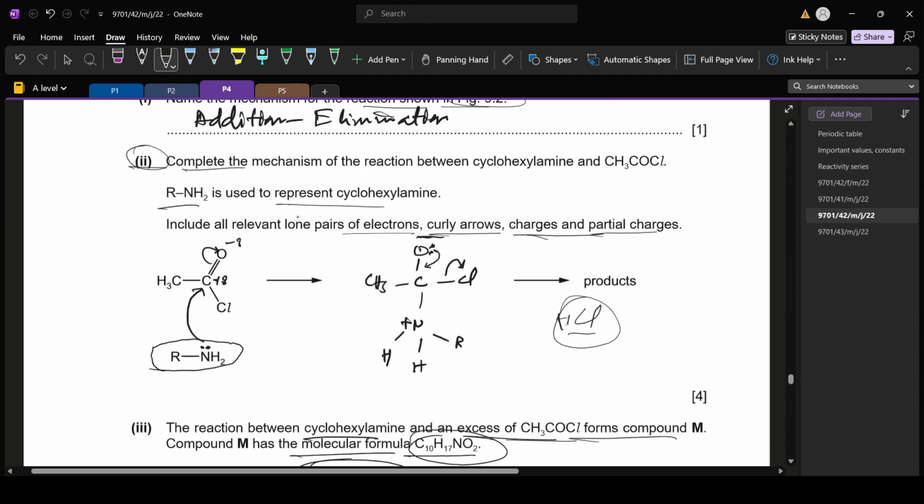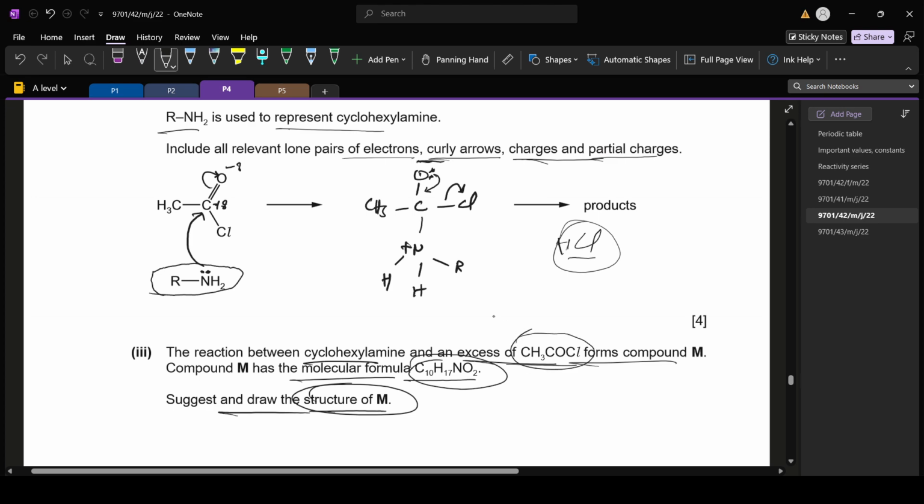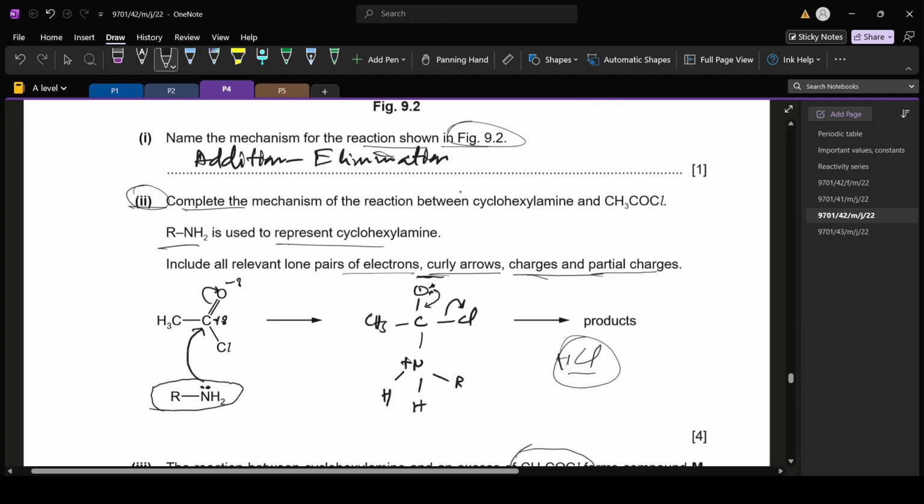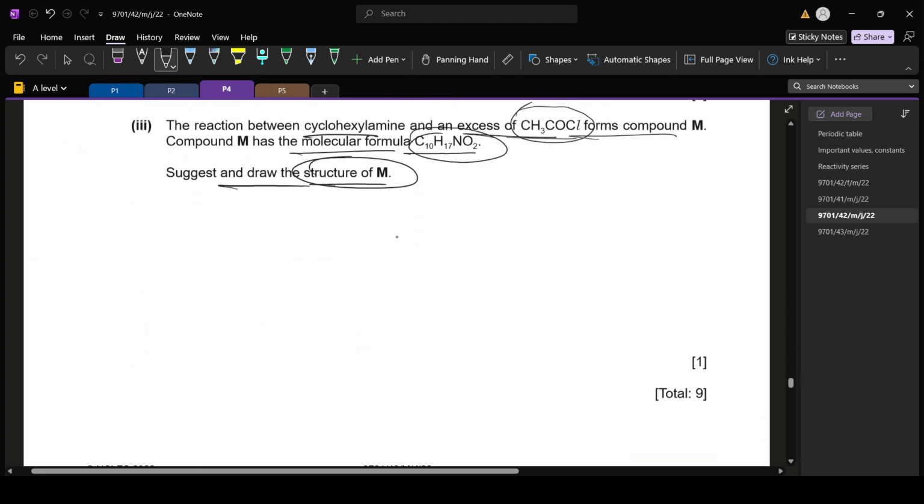Now, excess ethanoyl chloride is used. So when excess ethanoyl chloride is used, this hydrogen will also react with ethanoyl chloride, and this hydrogen will also be removed and form an amide linkage. Tertiary amide will form. So the structure of M will be like this. This nitrogen will react, both hydrogens and the nitrogen will react.